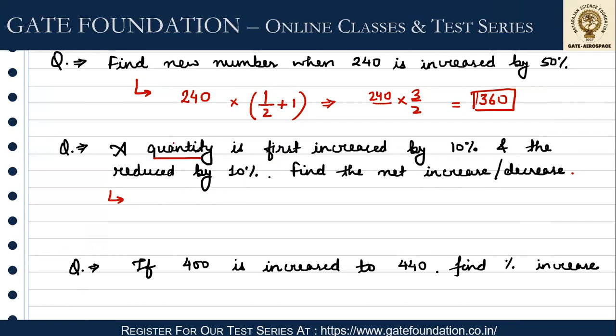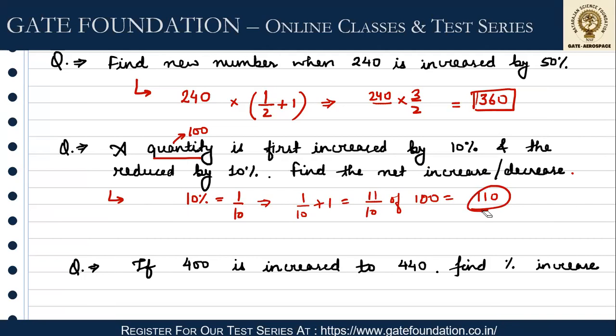Let's say the quantity is 100. Okay, quantity is 100. Now it is increased by 10%. So I'll find out 10%. That 10% is basically 1 by 10. Right, 10% is equals to 1 by 10. So if I'm increasing 1 by 10, it will become 1 by 10 plus 1, that is 11 by 10. So 11 by 10 of 100, it is 110. Now I need to decrease it by 10%.